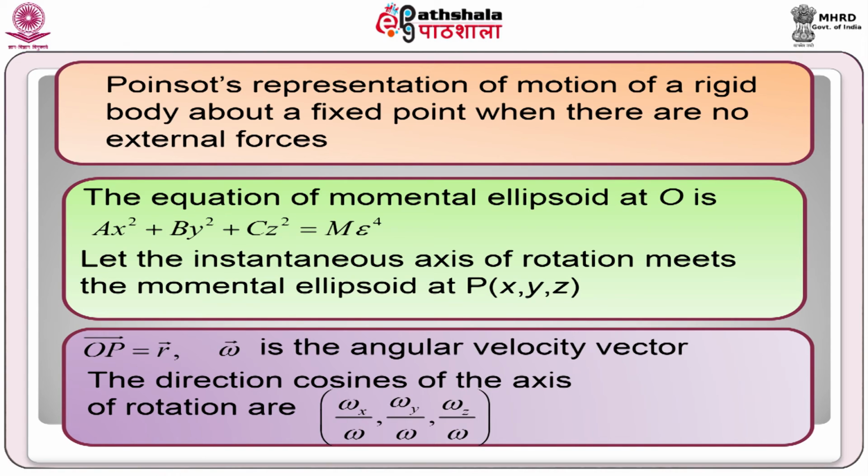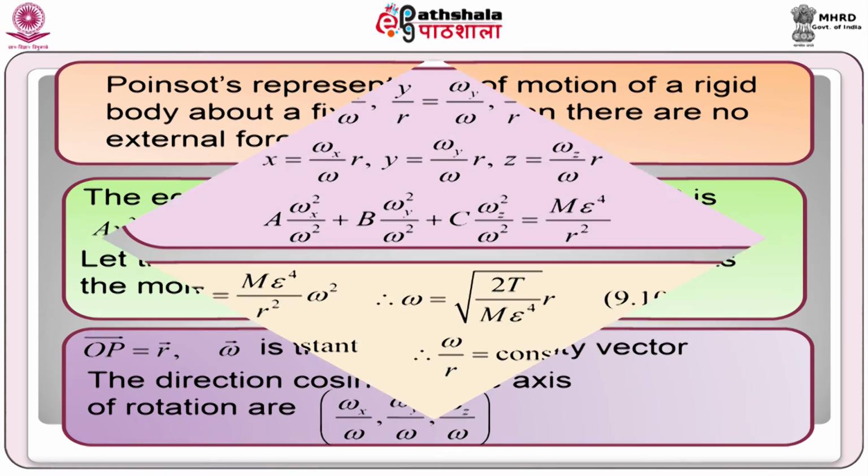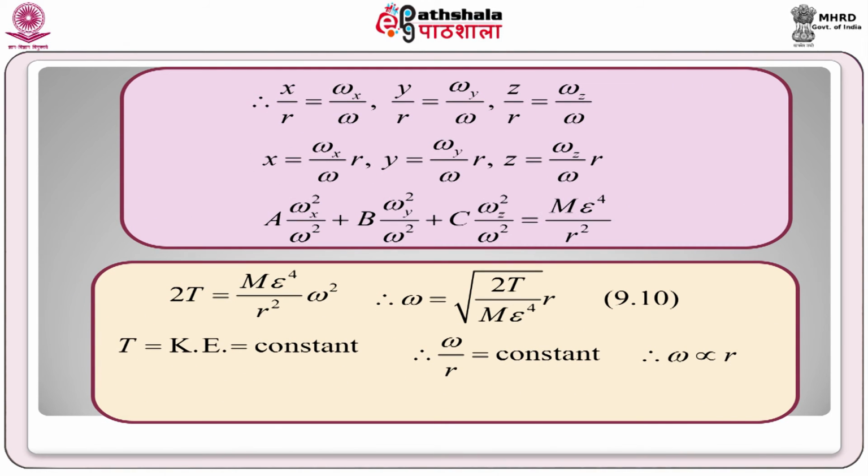Therefore, the direction cosines of the axis of rotation are omega x divided by omega, omega y divided by omega, omega z divided by omega. Omega x, omega y, omega z are the components of omega along x, y and z axis. Again, the axis of rotation has the direction cosines x divided by r, y divided by r, z divided by r. So, they are equal, and we get this type of equations. From this one can obtain x, y and z, which has been written here.